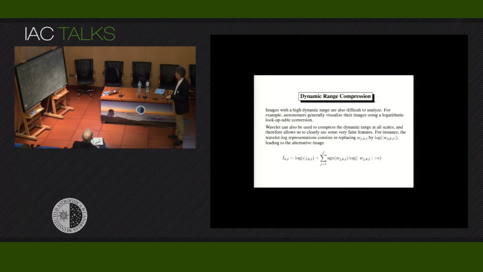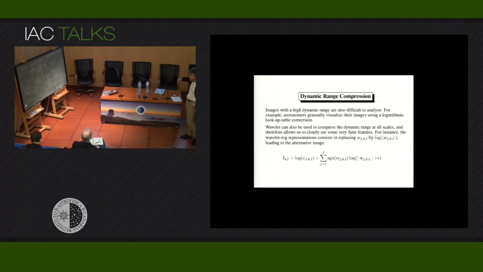Dynamic range compression. Sometimes you have in an image features with different contrast. For example, you have a star which is an order of magnitude larger than another one. So if you look at the image, all you see is this star, or you see the other one, but you cannot see the two at the same time just because your eye cannot see them. So we can try to make contrast enhancements, taking the logarithm of the wavelet coefficients.